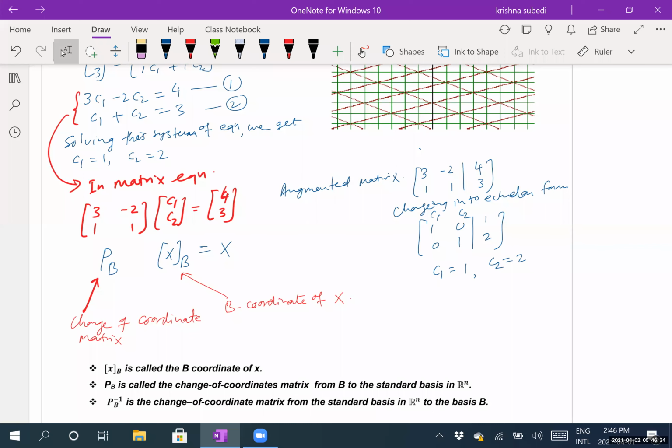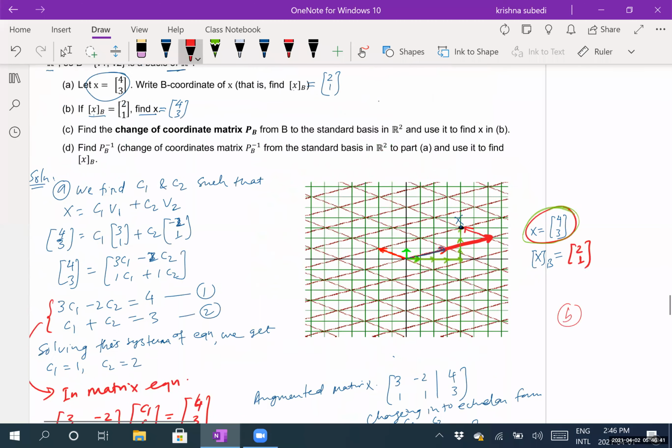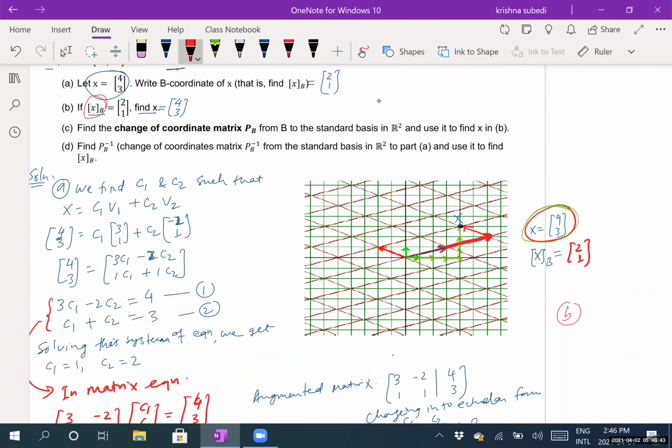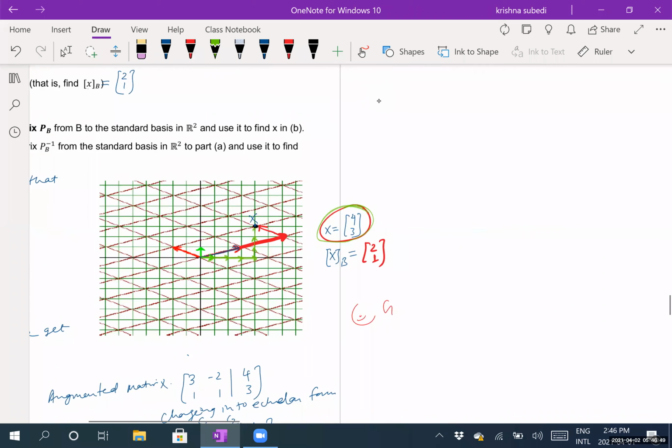Now let's look at part B. In part B, what we are supposed to do is, the B coordinate of X is given, and we need to find X. Okay, in part B, given the B coordinate of X, which is 2 and 1.